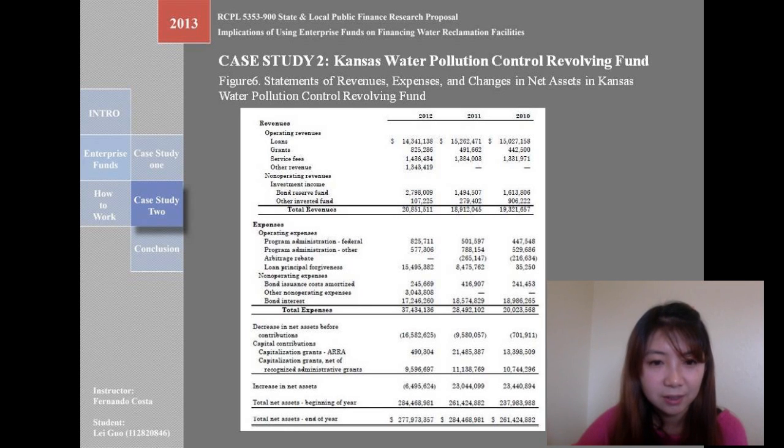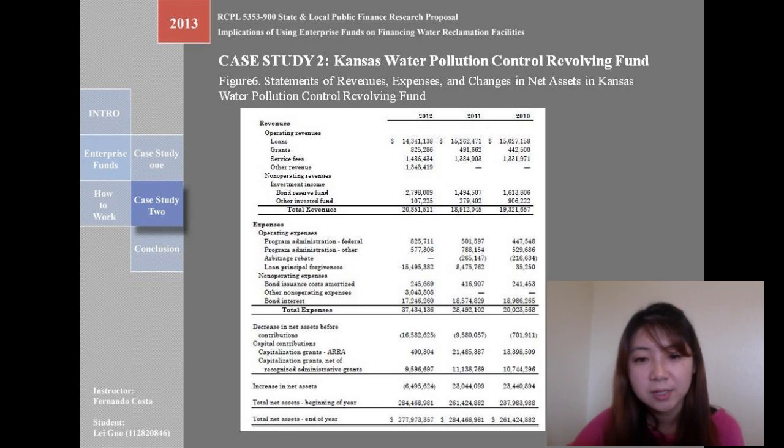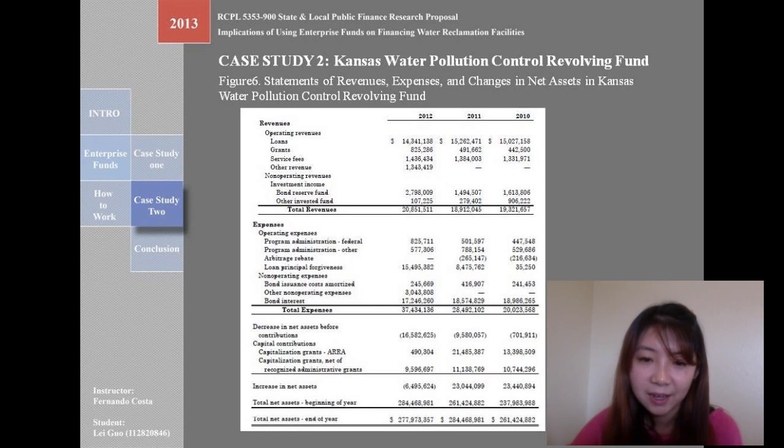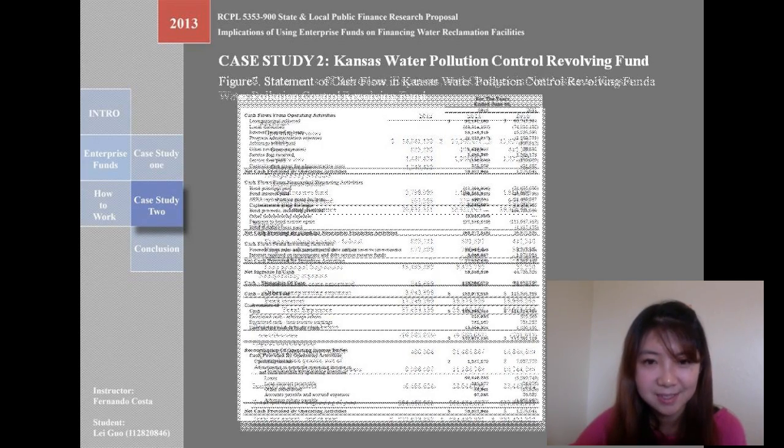At the end of financial year 2011, the total assets increased 23,044,099. But at the end of financial year 2012, the total assets decreased to 277,973,357 because of increase of administration expenses. The fund's operations expenses increased by more than 28%.